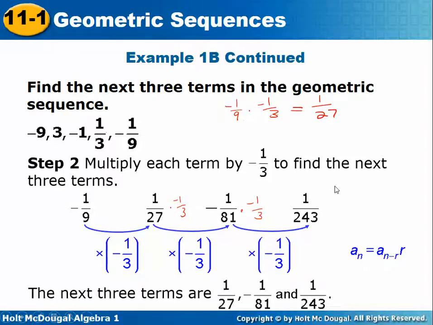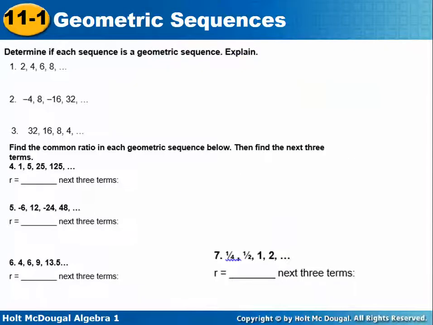And leave those answers as fractions. Do not change them to decimals. Here's the problems on your worksheet. For 1, 2, and 3, you just have to determine if it's a geometric sequence or not. If it's yes, then write what the R value is. If it's no, say what's wrong with it.